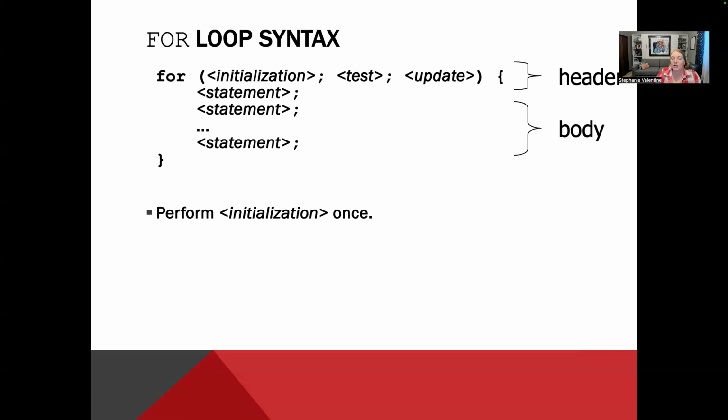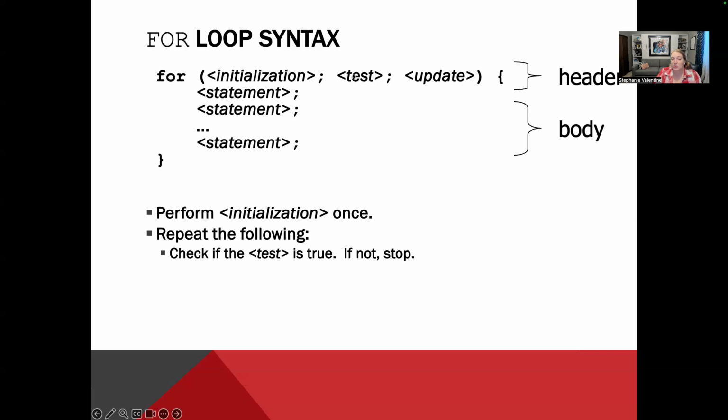So here is how it works. It is going to perform that initialization once. It's going to create that variable one time. Then it's going to start repeating the following. So check if the test is true. If the test is true, run the statements. If it's not true, stop. Then we're going to perform the update. We're going to make some change to this initialization value.